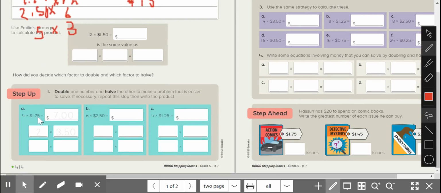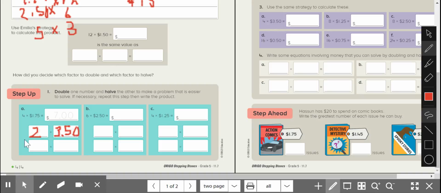So you might be able to get to where you can half and double here. Let's see what happens. Half of 4 is 2, and double this. That's a little bit harder, but I can say $1.75 plus $1.75. Add those together. I get $3.50. Okay, well, 2 times $3.50, I can do that in my head.